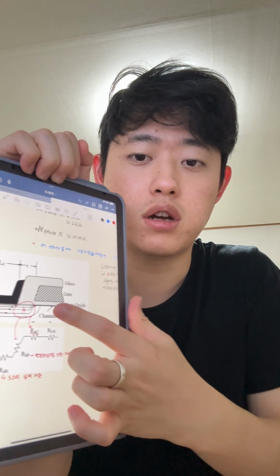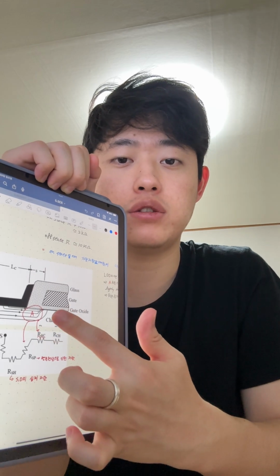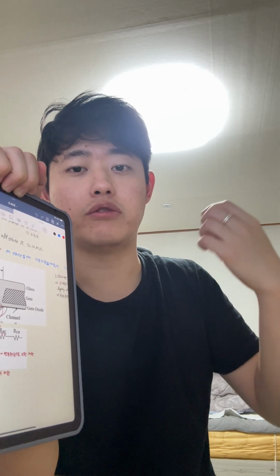So LDD, AC is the junction depletion, so it will make a lot of resistance. So LDD can ease the resistance, the parasitic resistance.